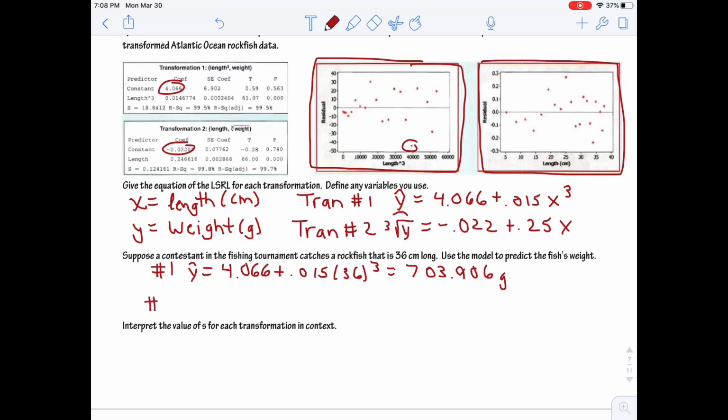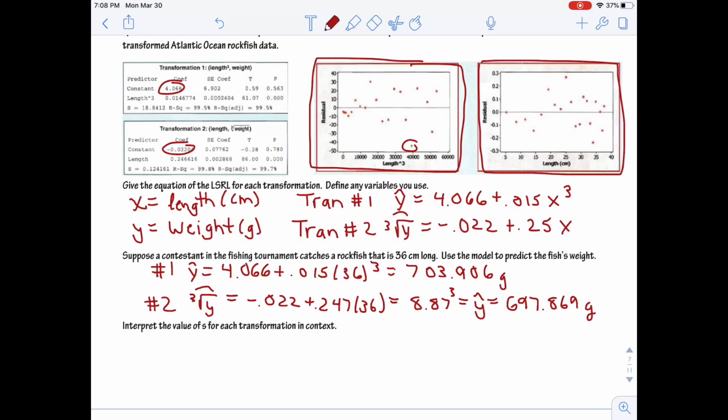But if we look for number 2, we're predicting the cube root of y. So negative 0.022 plus 0.247 or 25 times 36 gives me 8.87. But remember, that's the cube root. So that would make that y hat would actually equal that cubed, which would give us 697.869 grams. So both of those are pretty close to each other. So it does work out pretty well, either method.